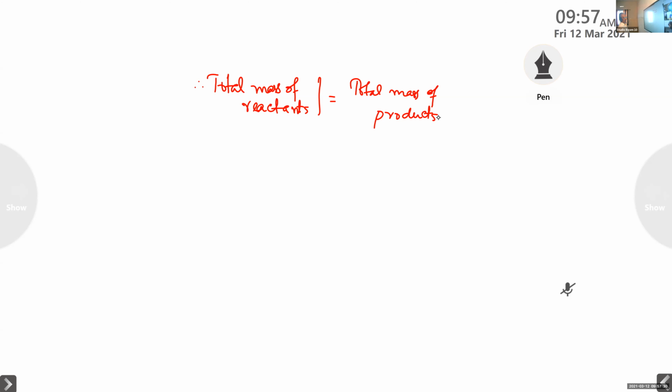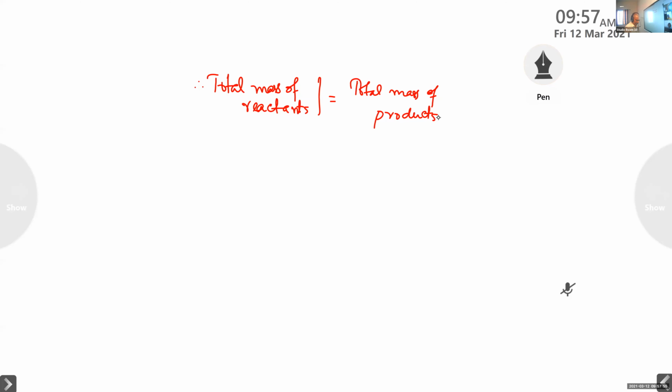Balancing the equation. So first we have to write the symbols and formulas of the reactants and products. Then we have to balance the equation. Balance means we have to equate the number of atoms of the reactants and products. That is balancing the chemical equation.